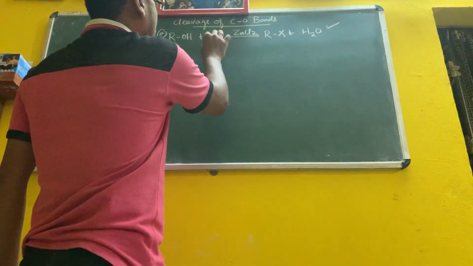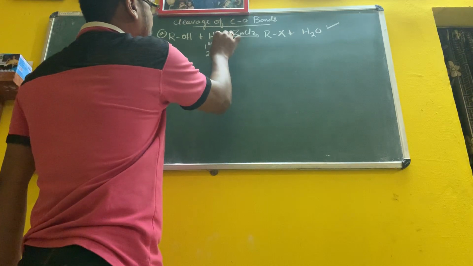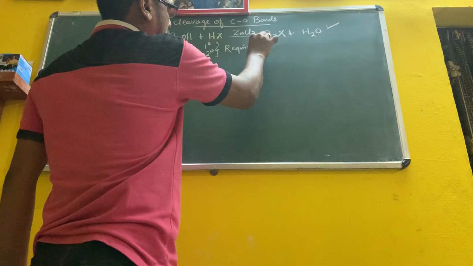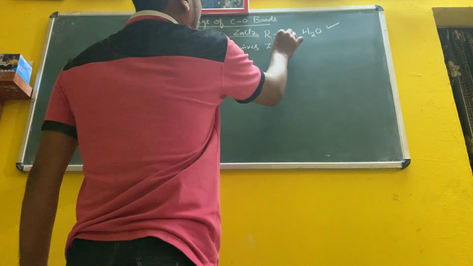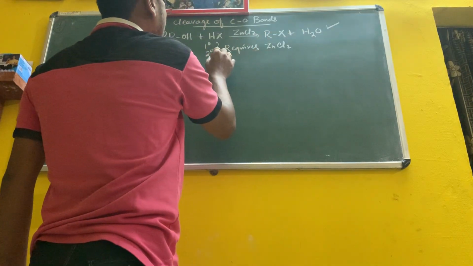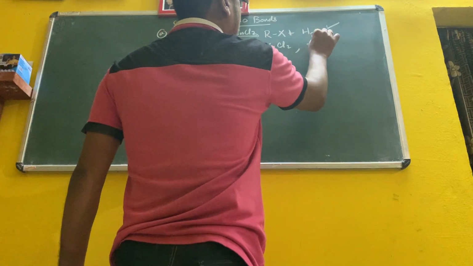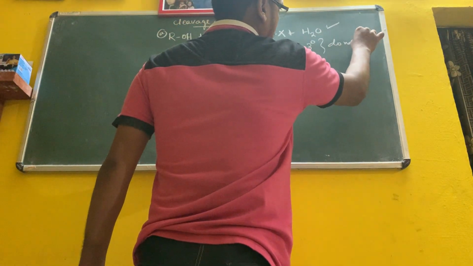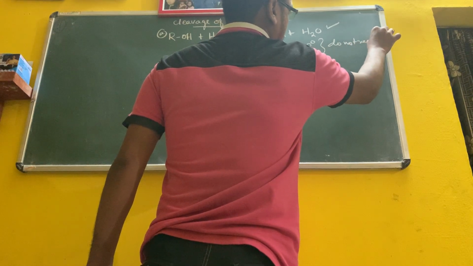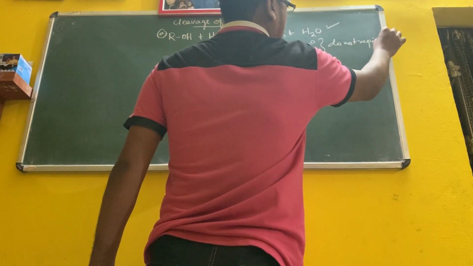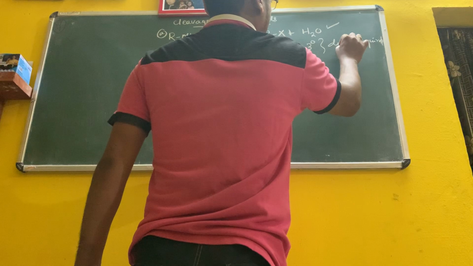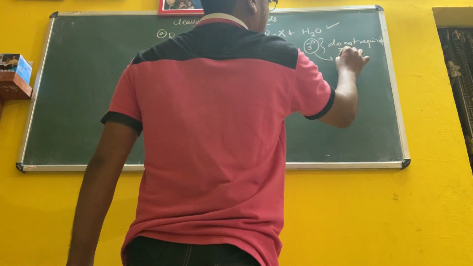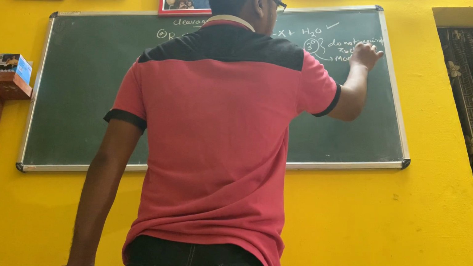If the alcohol is primary or secondary, then it requires ZnCl2. If the alcohol is tertiary, then it does not require ZnCl2, because tertiary alcohol is more reactive.